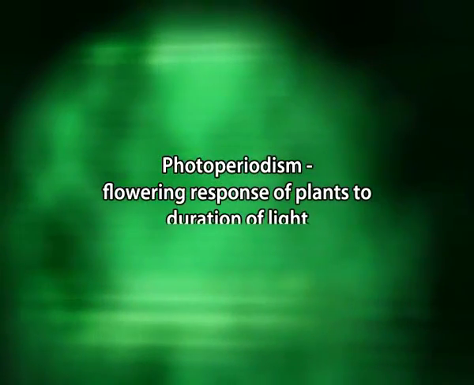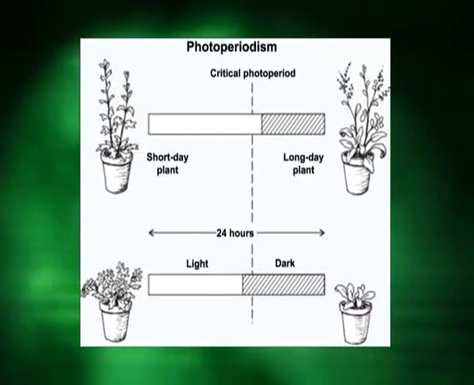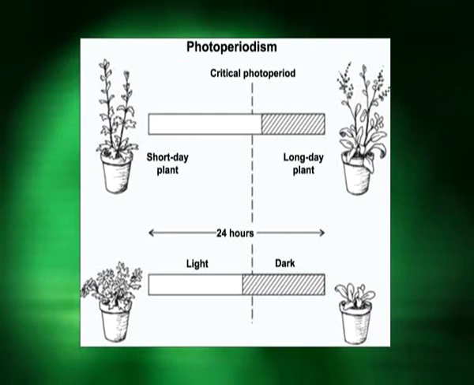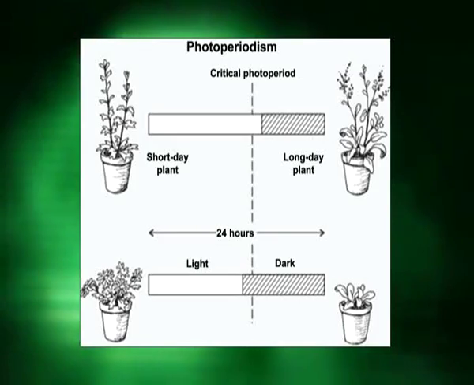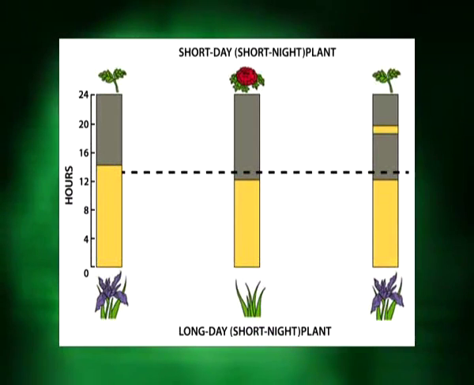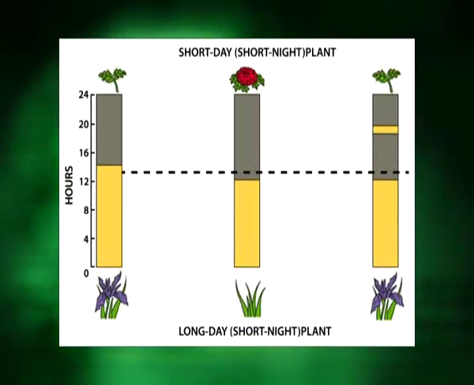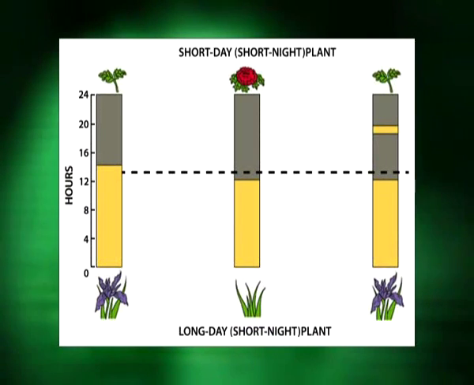One more adaptation of plants to light duration is photoperiodism. Photoperiodism is the flowering response of plants to the duration of light. Some plants bloom under long day light conditions and are called long day plants, while some other plants require short day length for blooming and are called short day plants. A short day plant fails to bloom if transplanted to a place where day length is long. This adaptation to day length or light period for blooming greatly influences plant distribution over the globe.